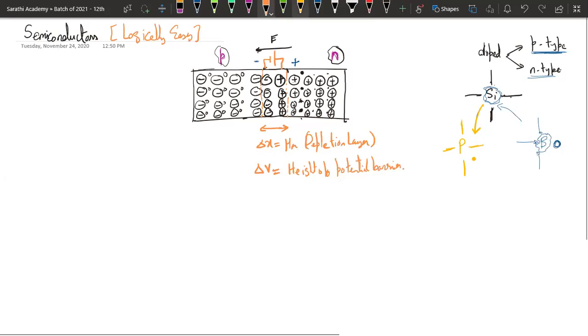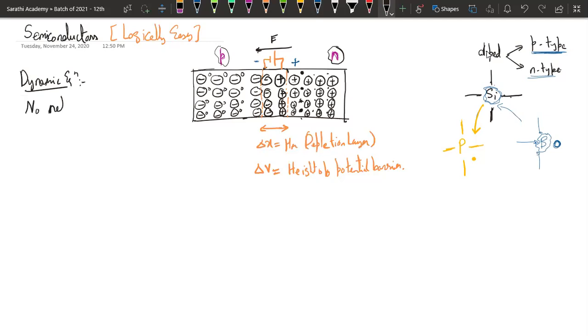ठीक है. So if you carefully see, there is a dynamic equilibrium here. That means there is no net flow of charges. कोई charges flow नहीं होंगे यहाँ पे. So here the majority charge carriers, which are electrons here, will not flow. Neither will the holes flow.